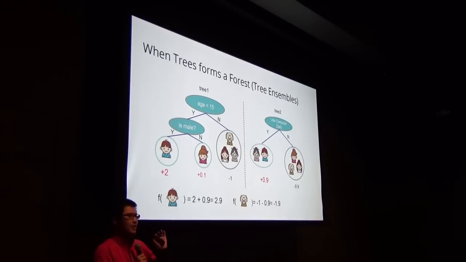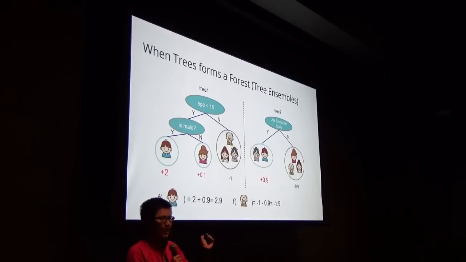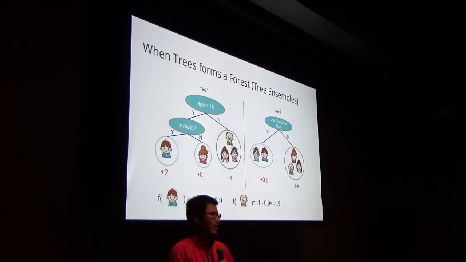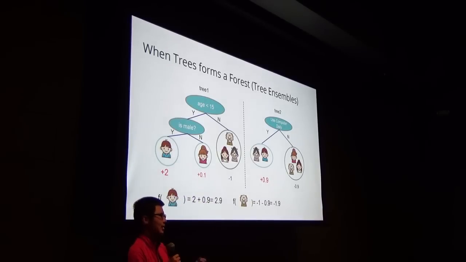To make a prediction for a certain user, you use the first tree and the second tree to generate two predictions, and sum the two predictions together to get your final likelihood score. And this type of model is what generates many of the results in many of the application domains.